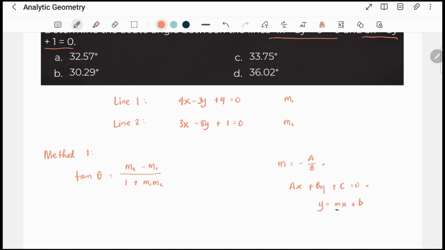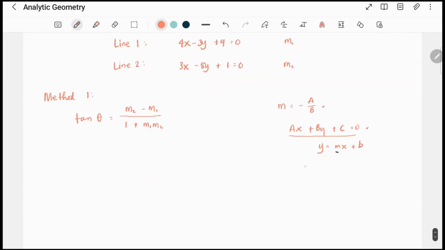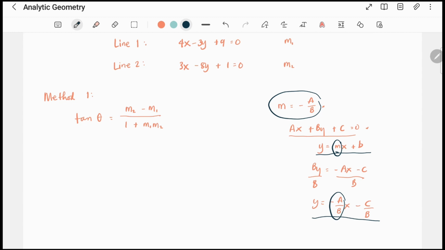So kung gusto nating makuha yung ating slope, galing tayo, for example, dito sa general form, if we transform that to slope-intercept form, magiging by is equal to negative ax minus c. So all we have to do is to divide the whole equation by b. So mangyari is y is equal to negative a over b x minus c over b. Ayun, so ibig sabihin nito guys, this is now in the form of slope-intercept form. So yung m natin dito is equal to negative a over b, which is dito na nga galing guys yung ating formula na slope is equal to negative a over b. And yung ating y-intercept na b is equal to negative c over b.